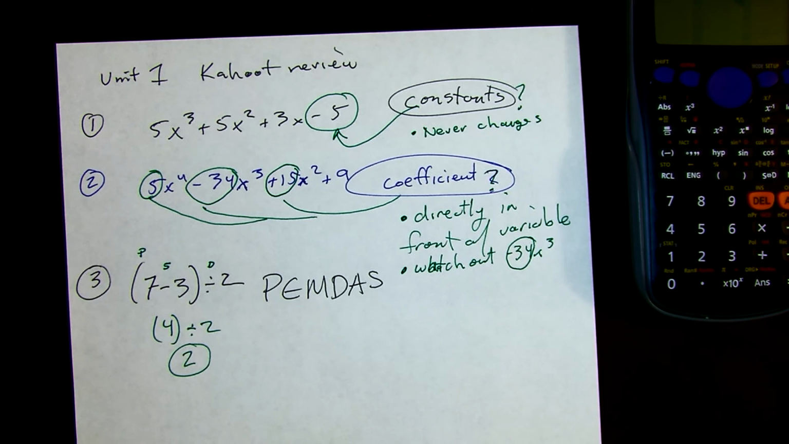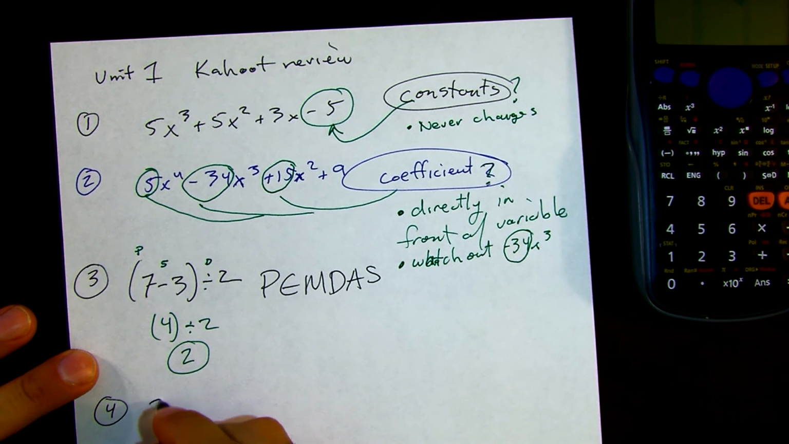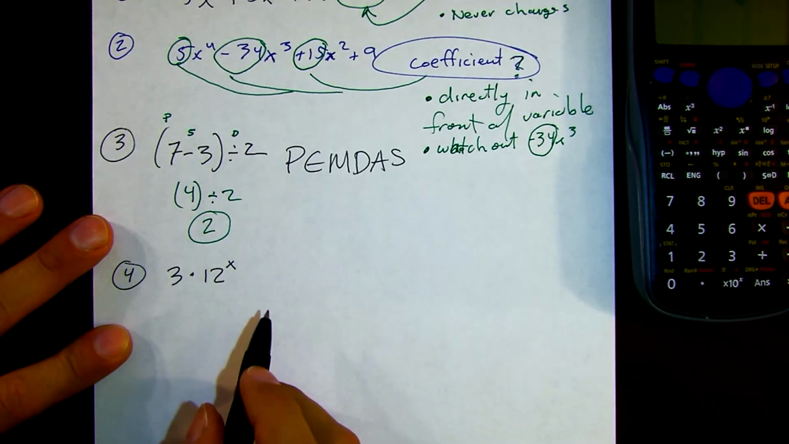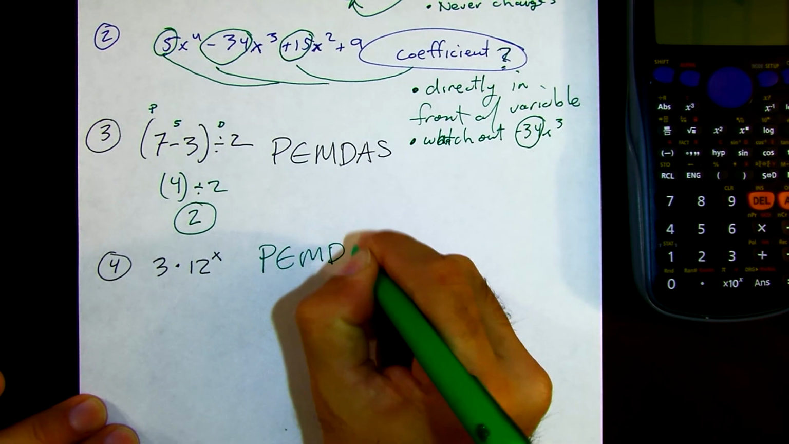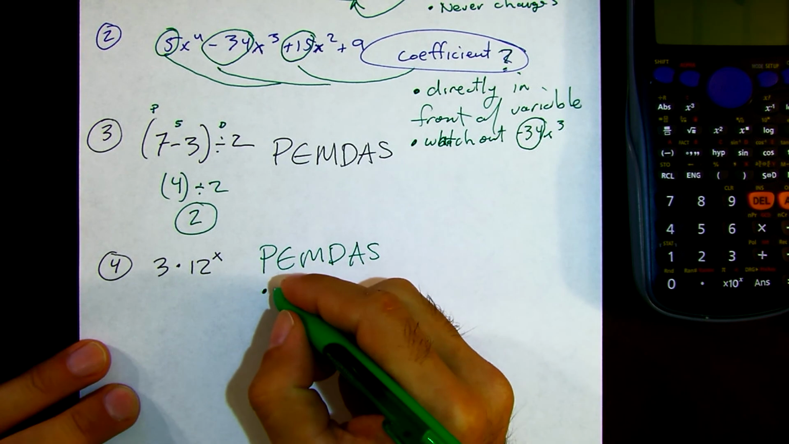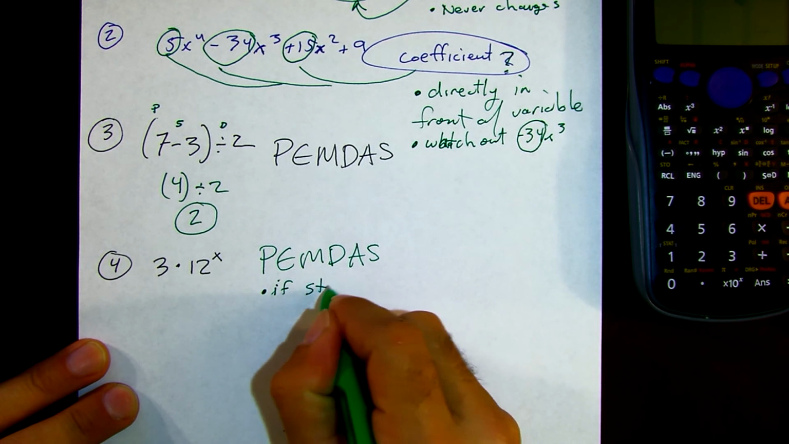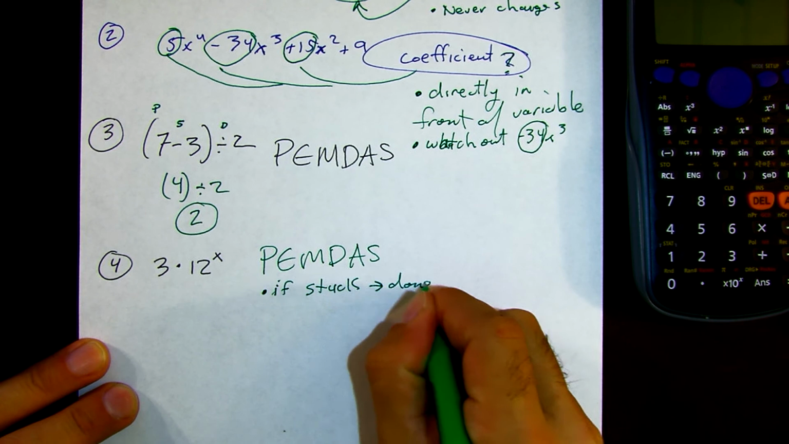All right. Is the expression 3 times 12 to the x equivalent to 36 to the x? Let's see. 3 times 12 to the x. So this is another where it's helpful to write down PEMDAS. And remember, there's a place where we're going to get stuck. If stuck, you're done.